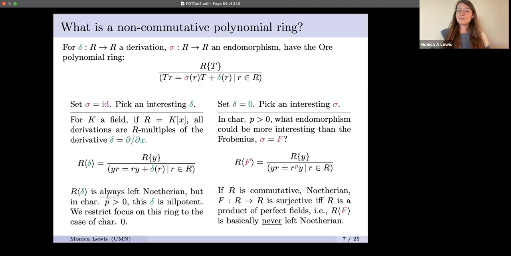Now, concerning the ring on the right, when is the Frobenius surjective? So let's say that we wanted that Noetherianity result. Well, the Frobenius map is surjective if and only if your ring is a product of perfect fields. So for essentially all commutative rings that we are going to care about, this ring of Frobenius operators is essentially never Noetherian, okay?